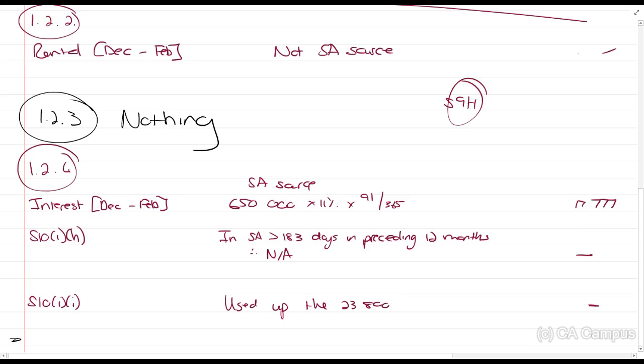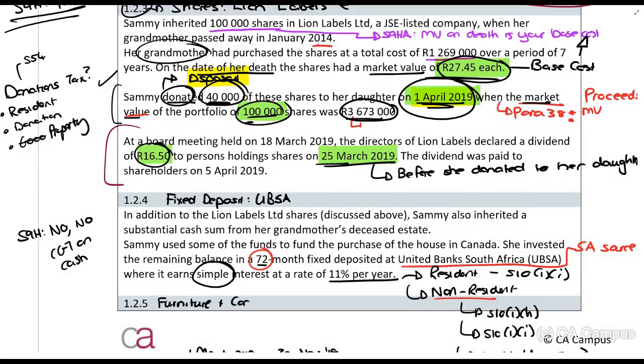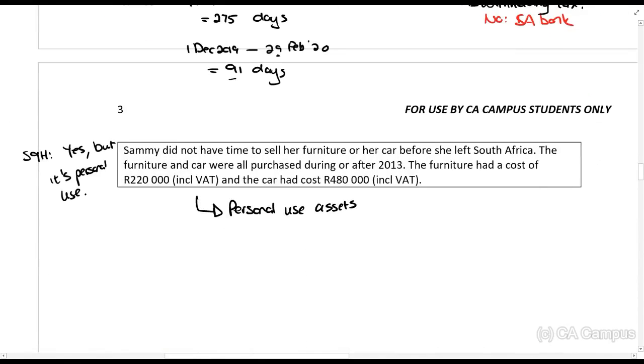Now, I'm just making the comment here. This question didn't ask us for withholding tax, but there would be no withholding tax because this is from a bank. Remember, that's that rule. And then the last bit, 1.2.5, this is her furniture. This is a personal use asset, so there will be no effect on that.